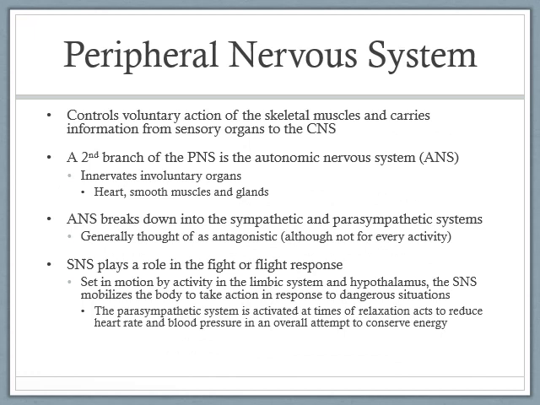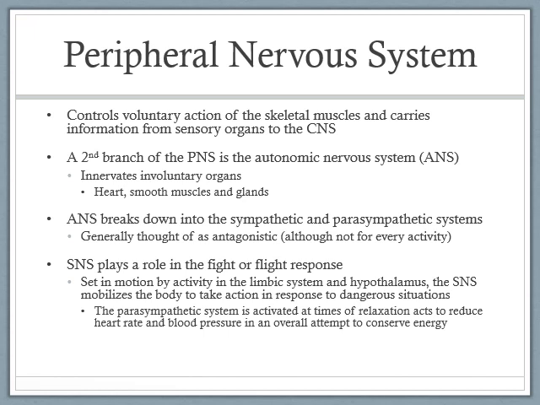Your PNS has a somatic division. It controls voluntary action of the skeletal muscles and carries information from sensory organs to the central nervous system. A second branch of the PNS is the autonomic nervous system, or your ANS. Here you have involuntary organs such as your heart and smooth muscles and glands. Your ANS breaks down into the sympathetic and parasympathetic systems.